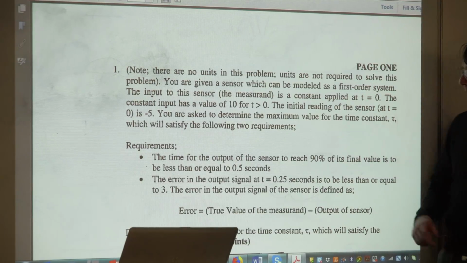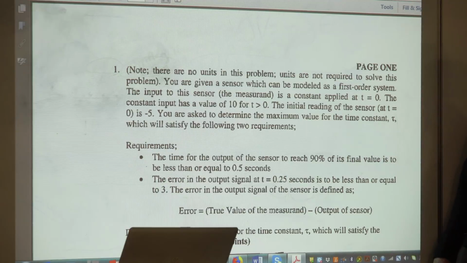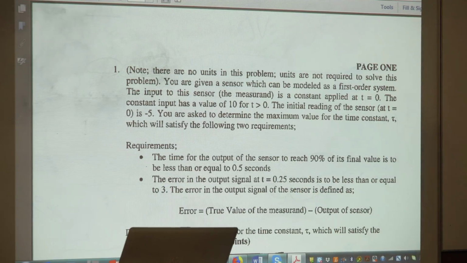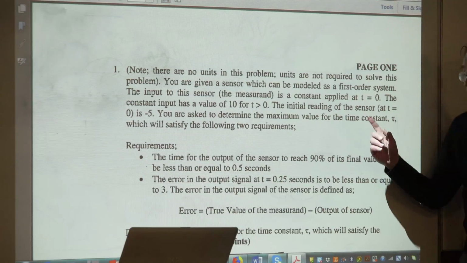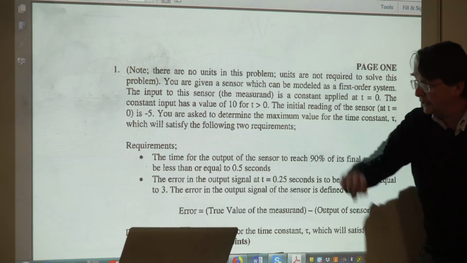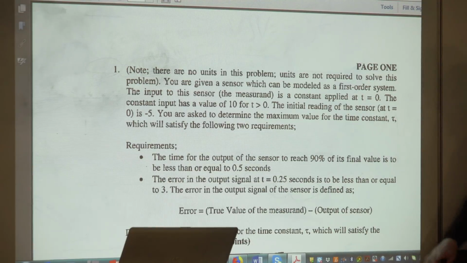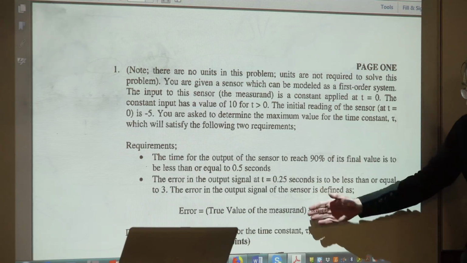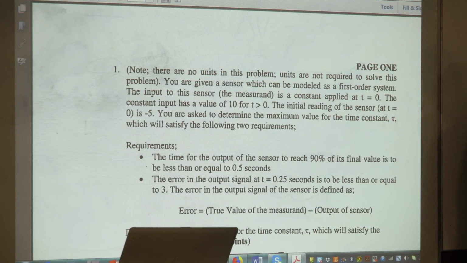So we apply a constant input at t equals 0, and this constant input has a value of 10. The initial reading of the sensor, that's the initial condition, is -5. Now, I'm asking you to determine the largest the time constant tau can be, given that the sensor must satisfy these two requirements. So I'm thinking, okay, what happens here?